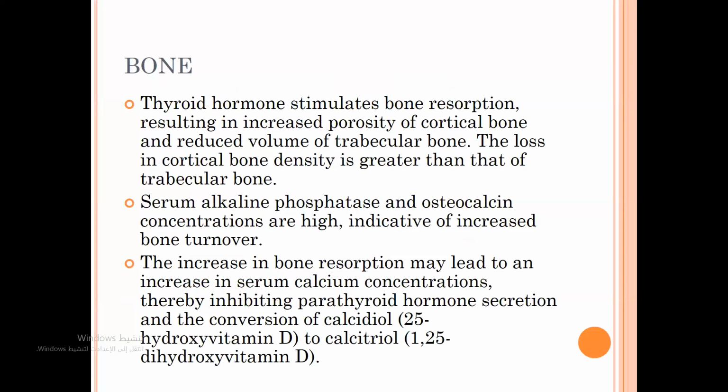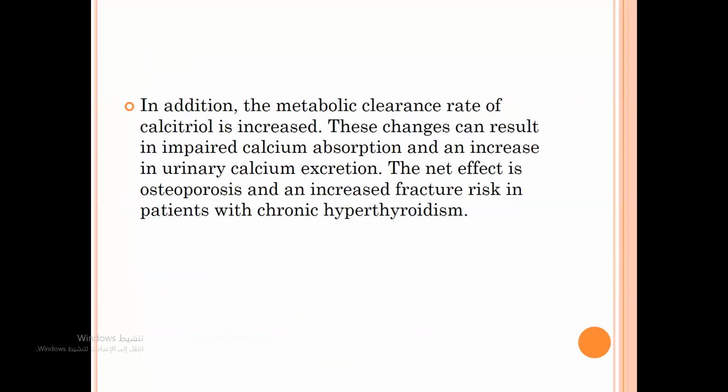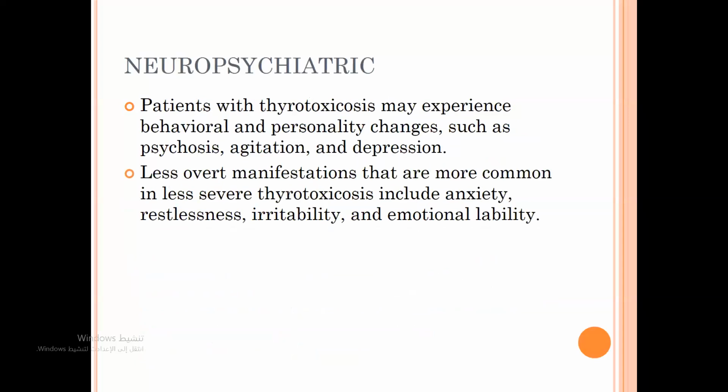What about the bone? Thyroid hormone stimulates bone resorption, resulting in increased porosity of cortical bone and reduced volume of trabecular bone. The loss of cortical bone density is greater than that of trabecular bone. High serum alkaline phosphatase can be seen. Metabolic clearance rate of calcitriol is increased as well.